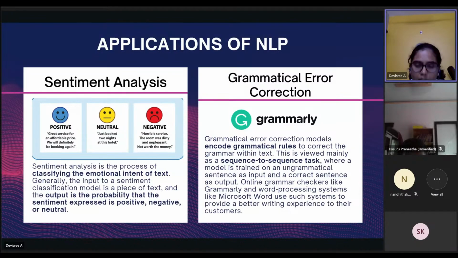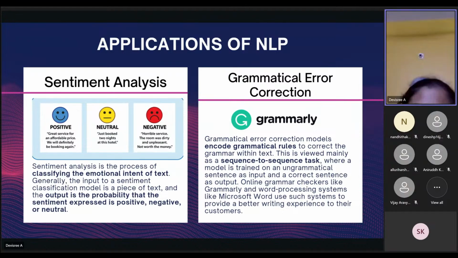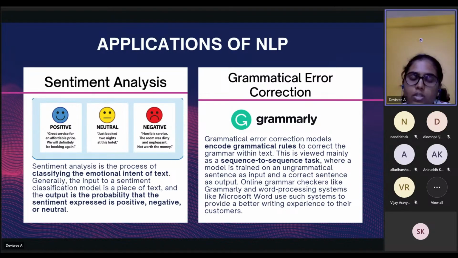So instead of reading through all the comments or reviews, it would make your life easier to actually see what percentage of the comments or reviews are positive, negative, or neutral, which will give you a good understanding of whether the product is good or bad, whether you can buy it, or whether it is advisable to watch the movie or not.